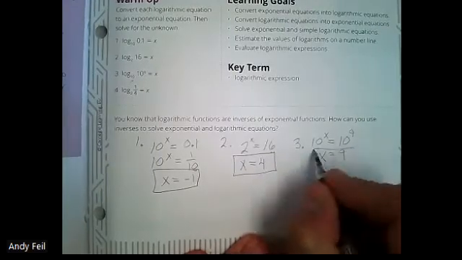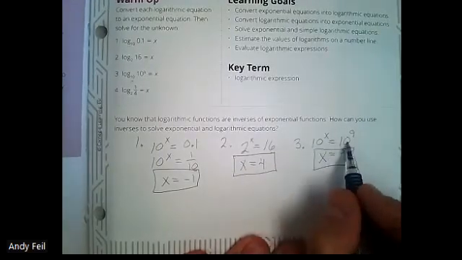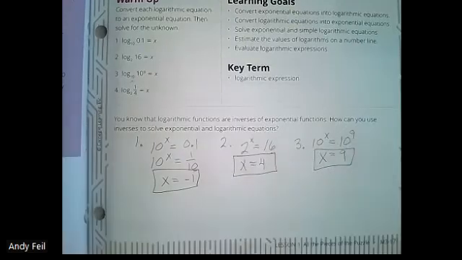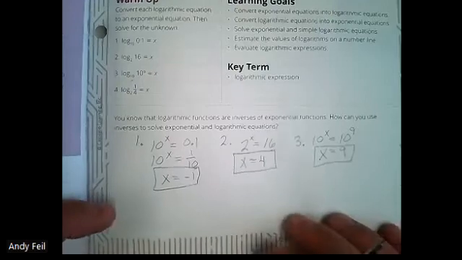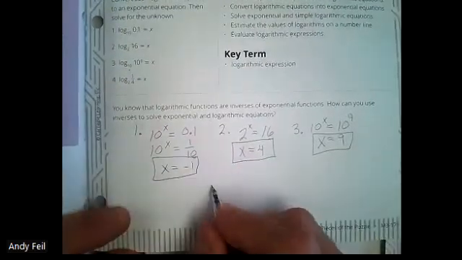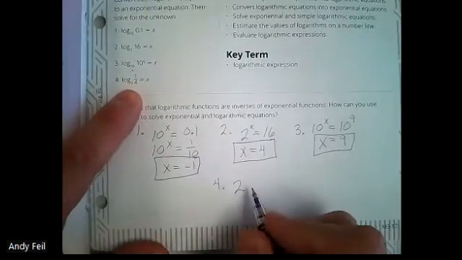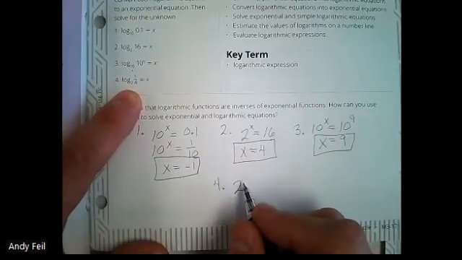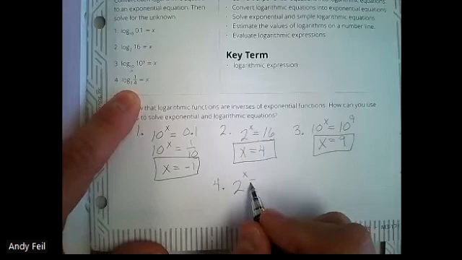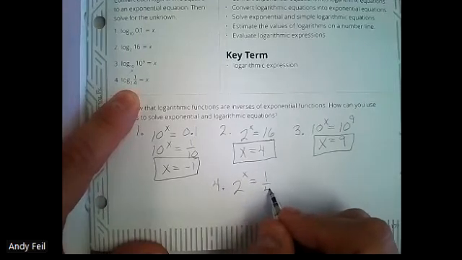See, if they have the same base, don't they have to have the same exponent? So yeah, x is 9. Excellent, very good. All right, how about the last one? Number 4. Number 4 is going to be 2 to what power? 2, excellent. 2 to the x power, that's equal to 1/4.